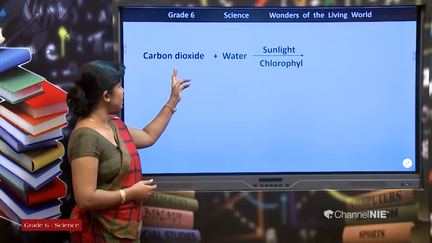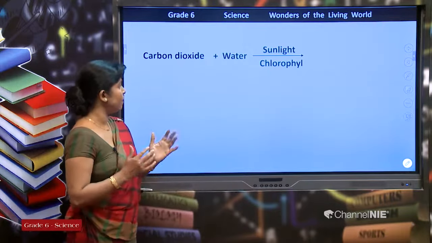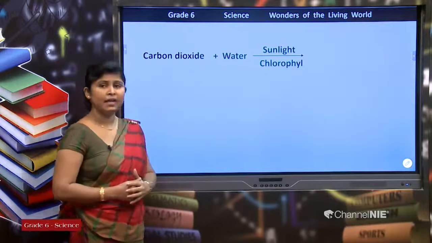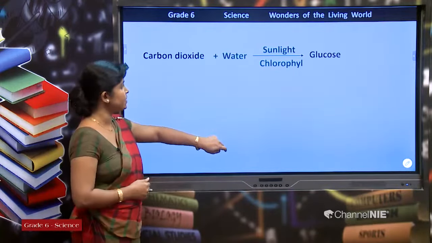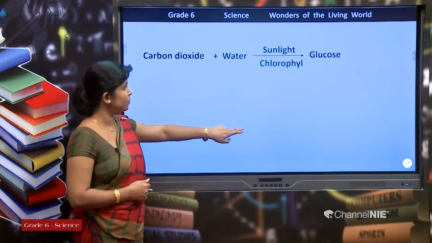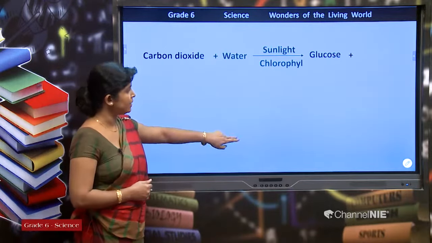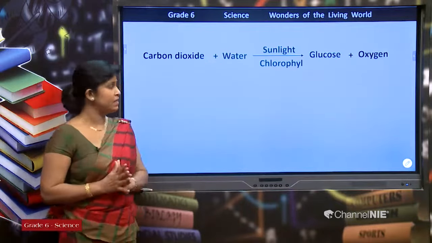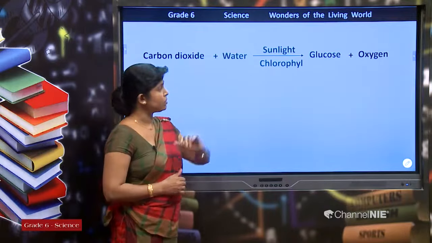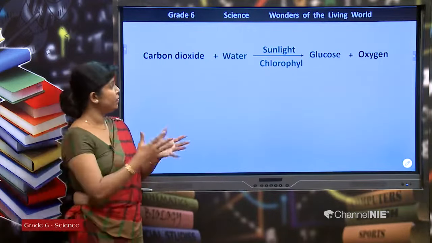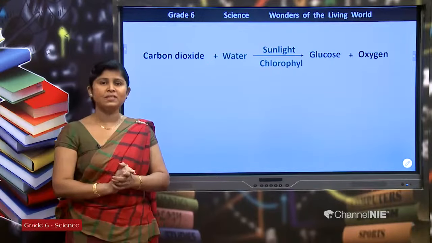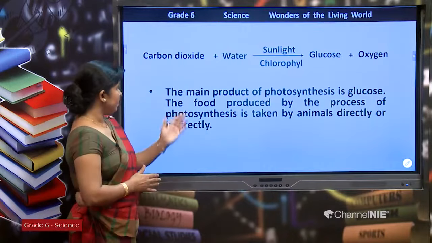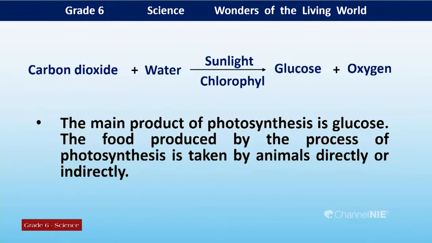Carbon dioxide and water are raw materials of the process of photosynthesis, and in the presence of sunlight and chlorophyll, the green plants can produce glucose and the byproduct is oxygen. Here are the raw materials of the process of photosynthesis. Then glucose and oxygen are the products. Out of the products, glucose is the main product while oxygen is the byproduct. The main product of photosynthesis is glucose.